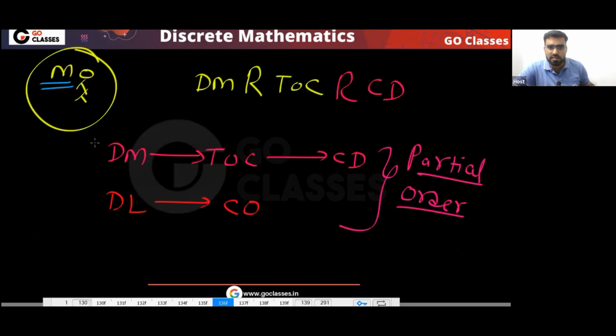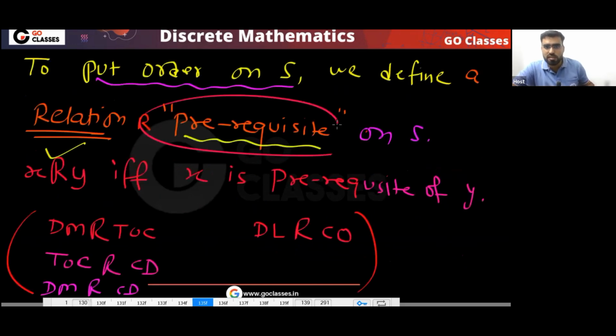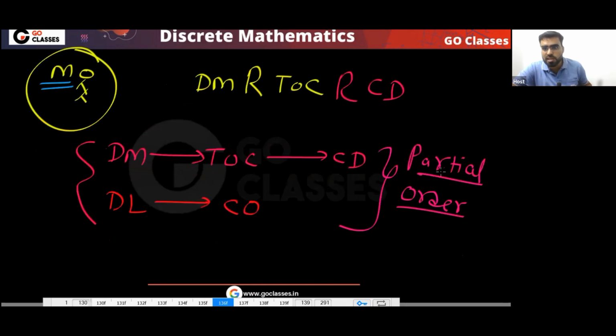So this prerequisite relation we defined has given us a partial order. This did not give us a total order. This gave us a partial order. Why is this a partial order? Because you can notice there is no order between these two. So I can call it a partial order, not a total order.